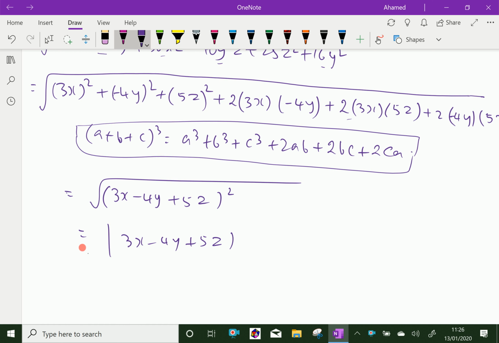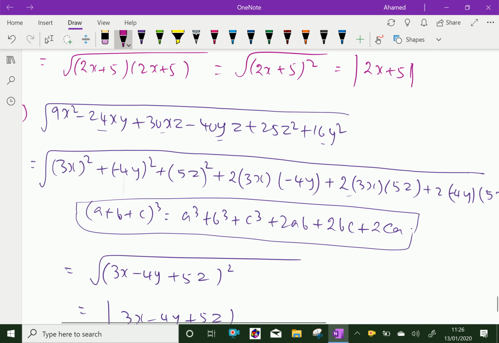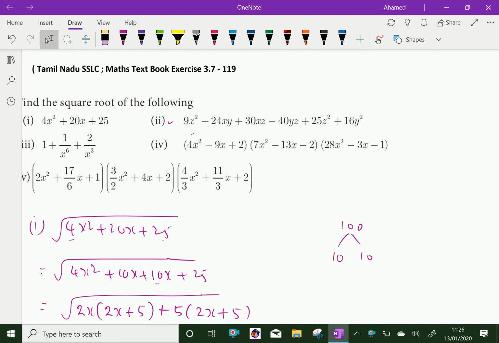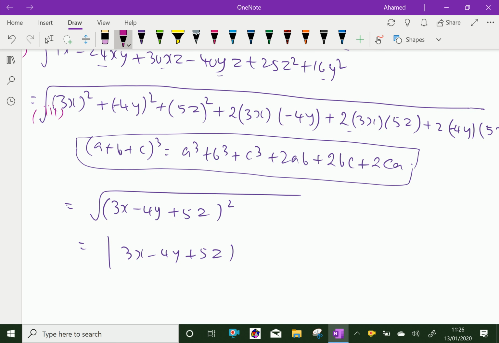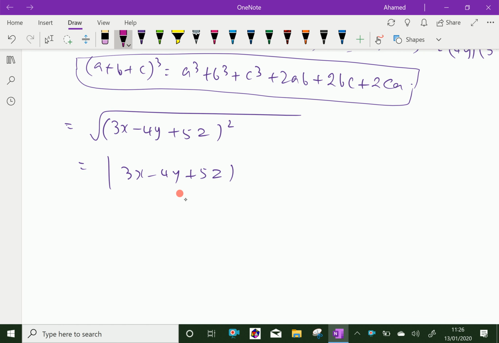Question number third. Look at this third: square root of 1 plus 1 over x power 6 plus 2 over x cube. Now, let us write the given question: square root of 1 plus 1 over x power 6 plus 2 over x cube.